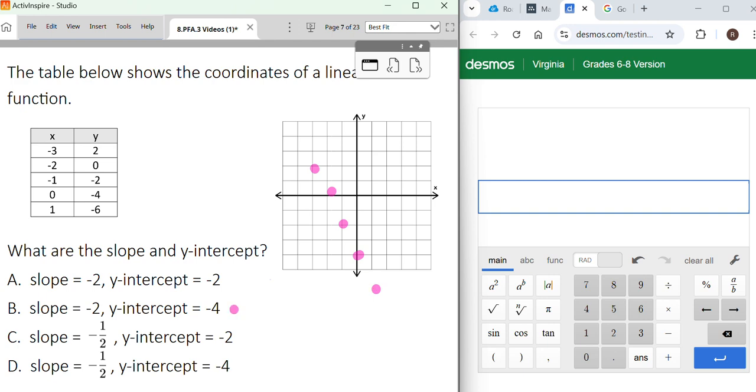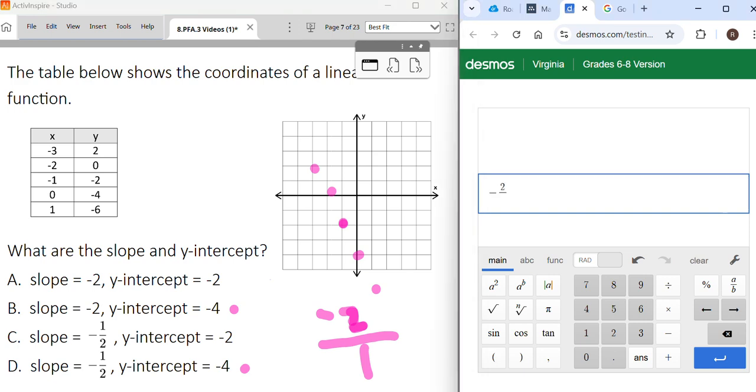The first thing I see is that my y-intercept is at -4. So it's got to be either this answer or this one. The other two won't work. Now I need to look at my slopes. Both of the slopes in the answers are negative, so I'm going to have to count them. Let's start at this one right here. We're going to go down 2, which means -2 over 1. And if you want to, you can put that in your calculator: -2 divided by 1 is -2. So B has to be your answer because it has a slope of -2 and a y-intercept of -4.